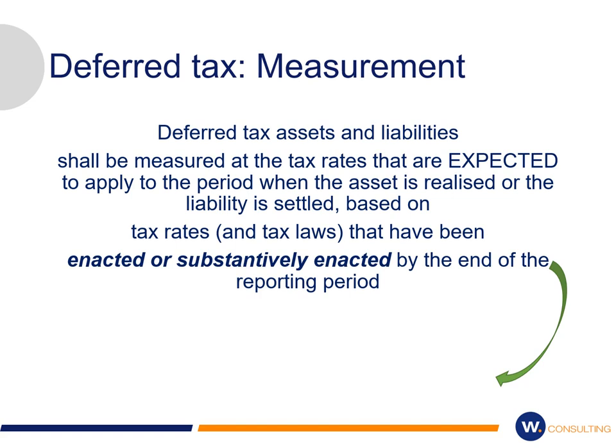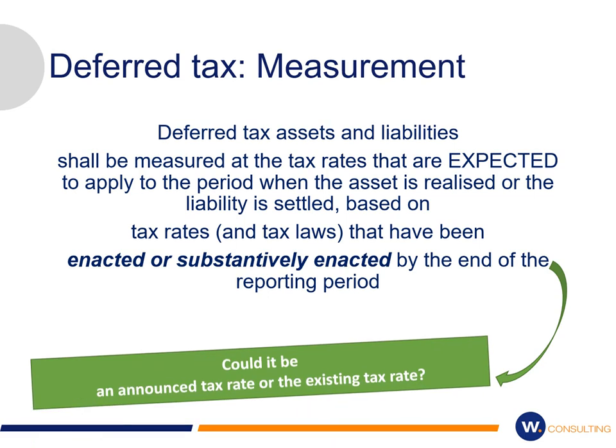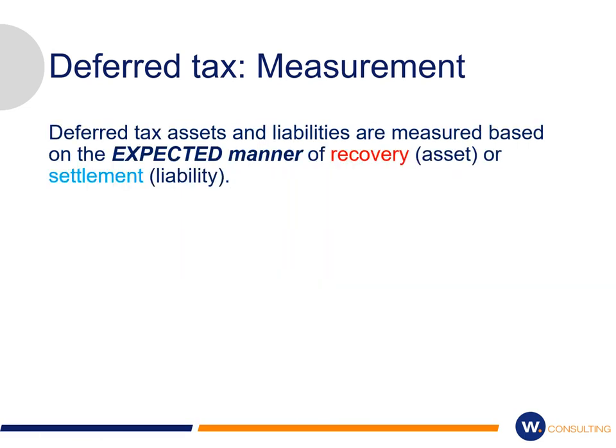This happens a lot with the budget, where a budget speech is made and the Minister of Finance surprises us either by an increase or a decrease, saying we're going to increase the tax rates or we're going to reduce the tax rates, and therefore that enactment results in a question of how we're going to apply. Should we use the new tax rate or should we use the current tax rate before the new one has come about? The standard says we need to use the expectation that's going to come about. So we need to apply our minds to that and see what is actually substantively enacted. It could be an announced tax rate or the existing tax rate.